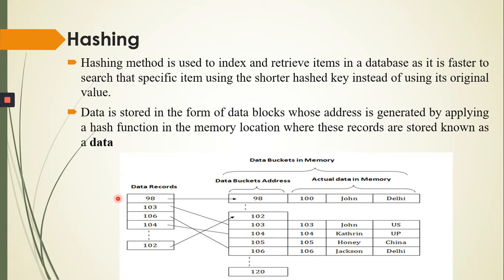It is the same with data record 103, so 103 over here, 106 over here, 102 over here. So this is the data record and primary key, and this primary key is used as the bucket address. This is the hashing technique, and at this address the particular data is recorded. At 98 this is the data, at 103 this is the data, at 106 data, at 104 data is 104, and at 102 data is 102. This is the structure of hashing.